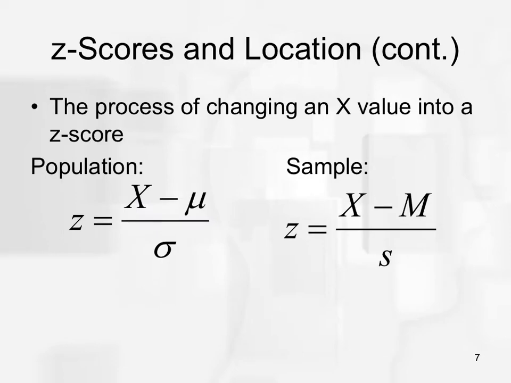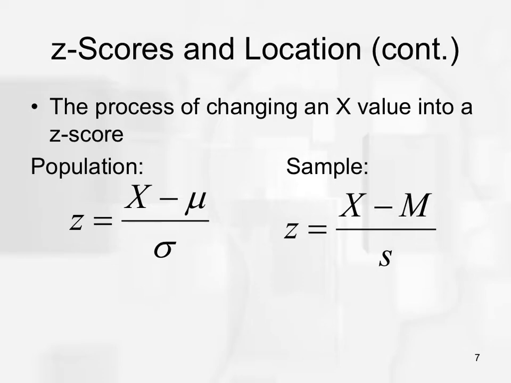Now, how do we figure out those z-scores from a mathematical perspective? Well, we have two computations here and two equations that you can use. So we have one for the population and one for the sample. Please note from the standpoint of arithmetic, they're exactly the same.